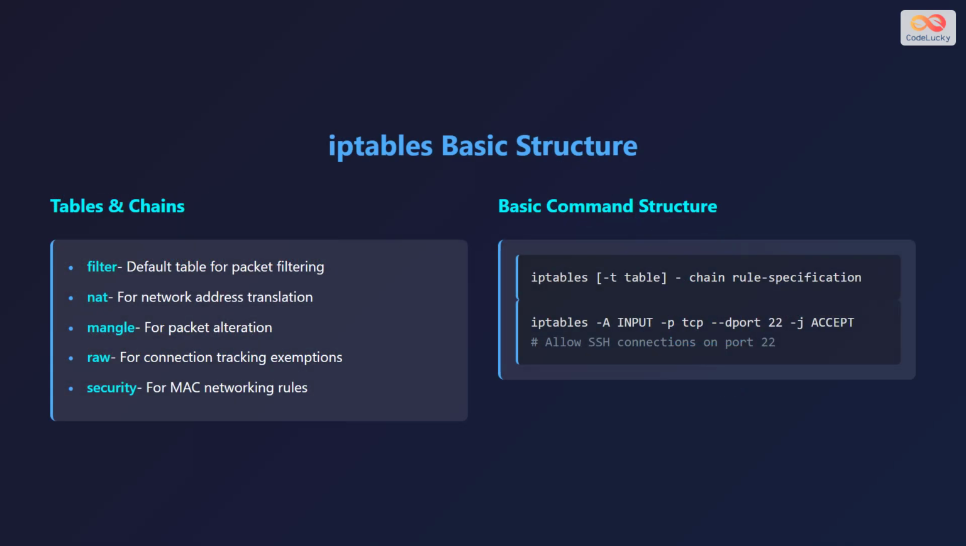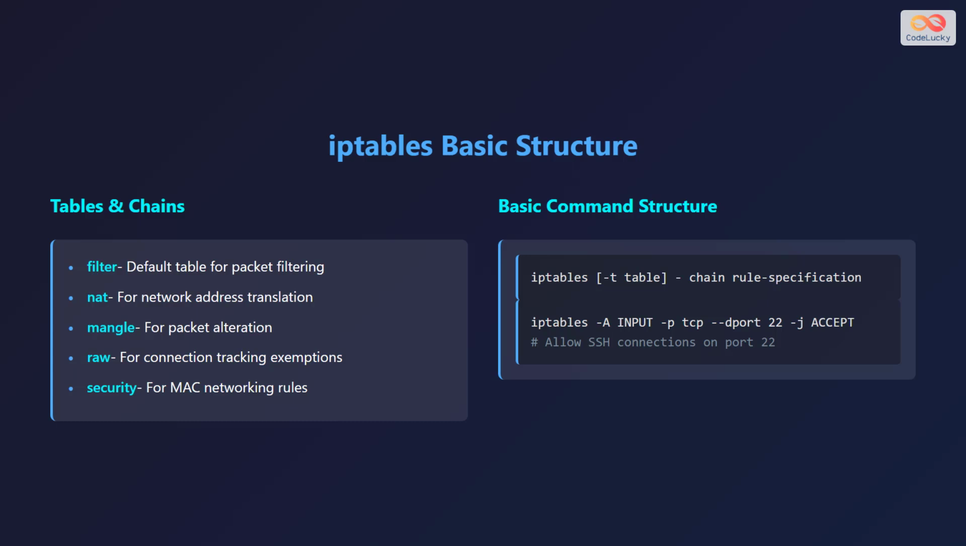Iptables organizes rules into tables, each serving a specific purpose. The primary tables are filter, which is the default table for packet filtering, NAT for network address translation, mangle for packet alteration, raw for connection tracking exemptions, and security for MAC networking rules.